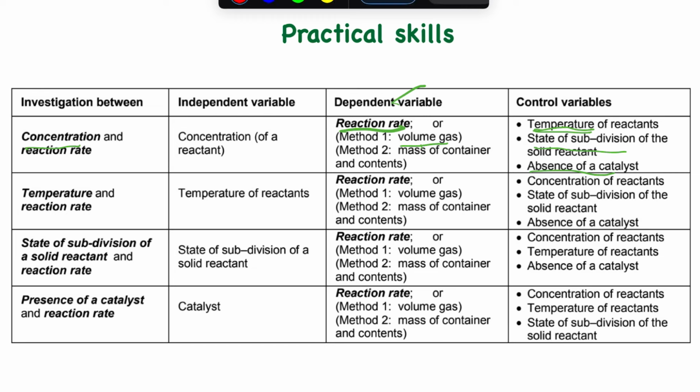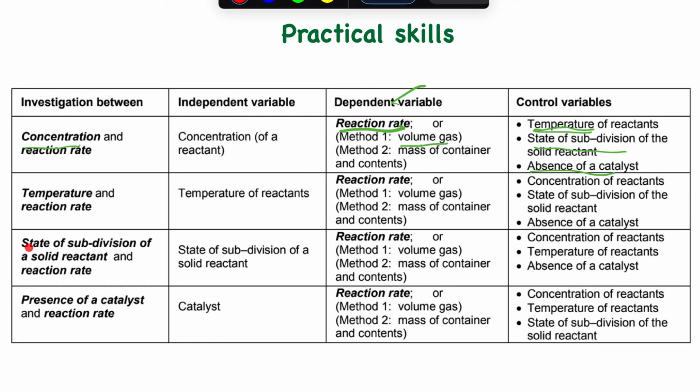Let's say you are investigating between temperature and rate of reaction. The independent variable is what you are changing, so you're changing the temperature, and the dependent variable is the rate of reaction or the volume of gas. If it's method 1, it's the volume of gas per unit of time, or if it's method 2, the one with the decrease in mass, it is the mass of the container per unit of time.